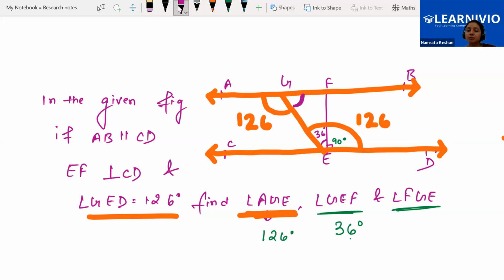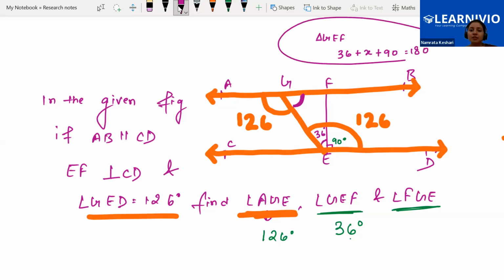If you are taking the concept of triangle, triangle GEF, then you are trying to say angle E over here is 36. Angle G you are assuming as x. And what about angle F? Ma'am, 90. Yeah, this is one of the ways.